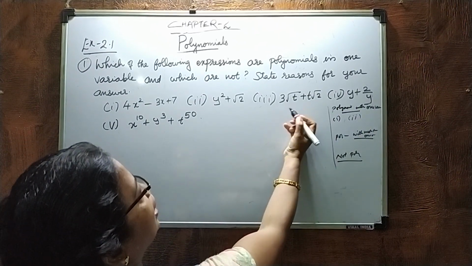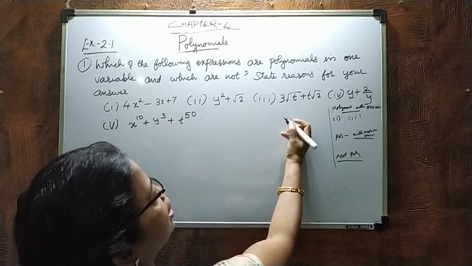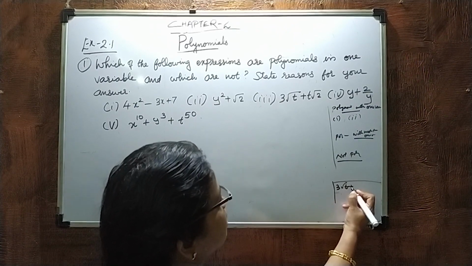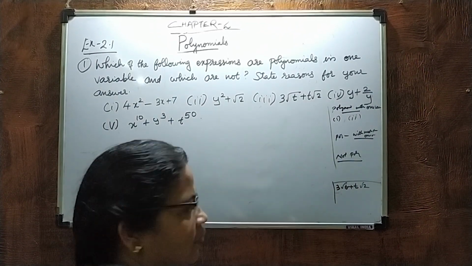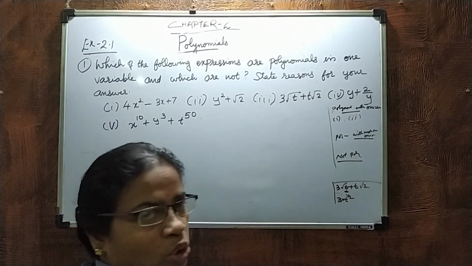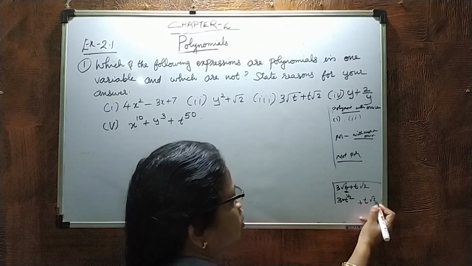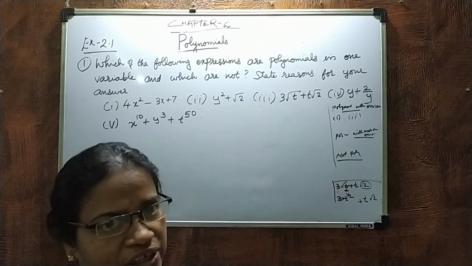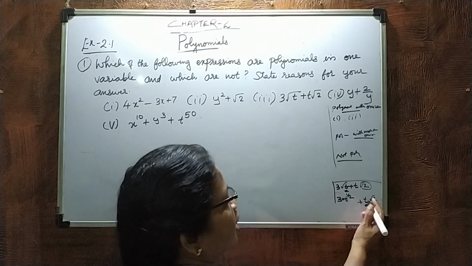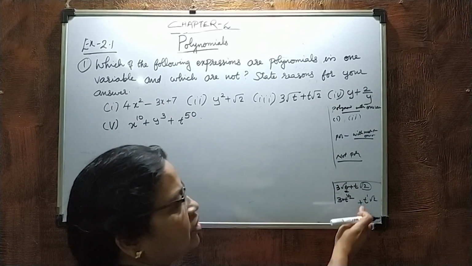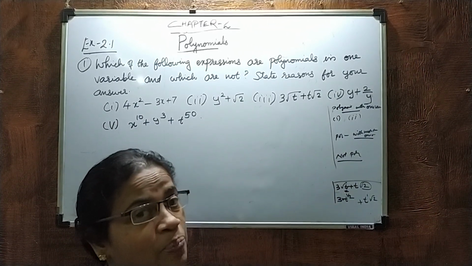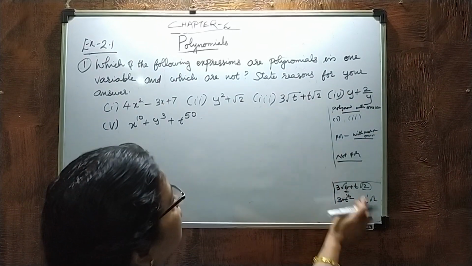Now look here, what are the exponents? Find out in the rough work: 3 root 2 root t plus t root 2. What is this root t? Root t means it is 3 into t raised to 1 by 2 plus t into root 2. Here we want exponential form of the variables only. The variable is t; here t raised to 1 is no problem, but here it is 1 by 2. So that is not a polynomial. The third one is not a polynomial.